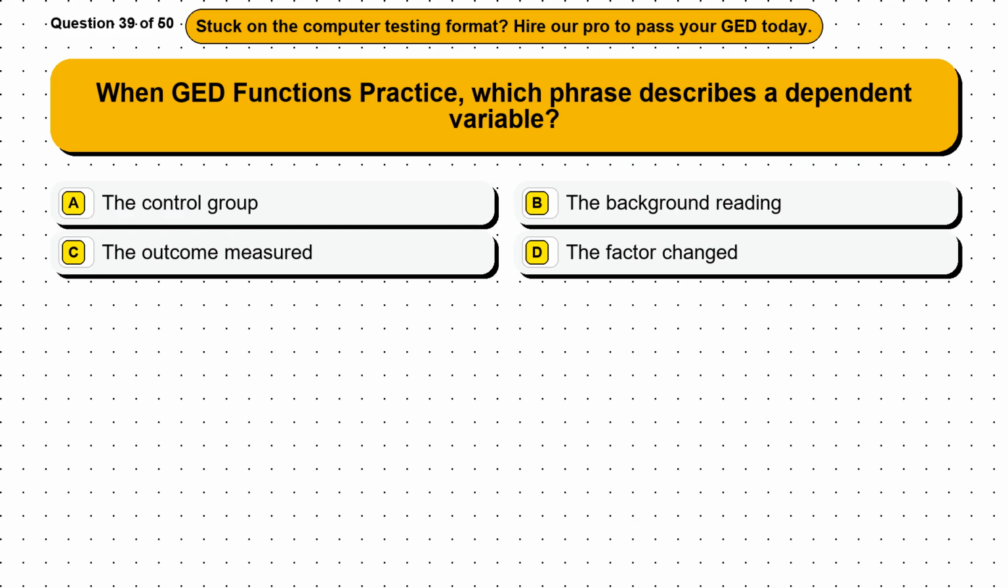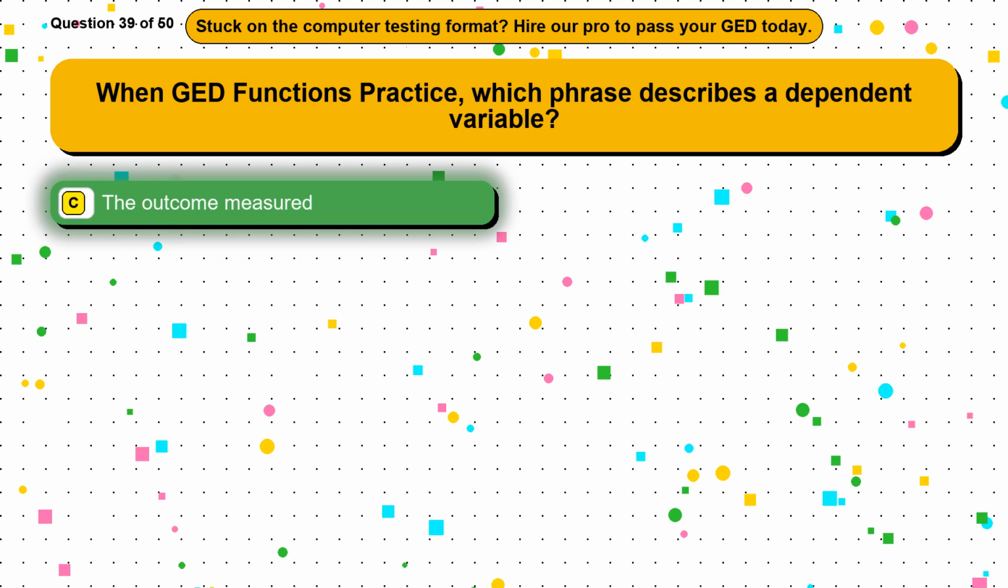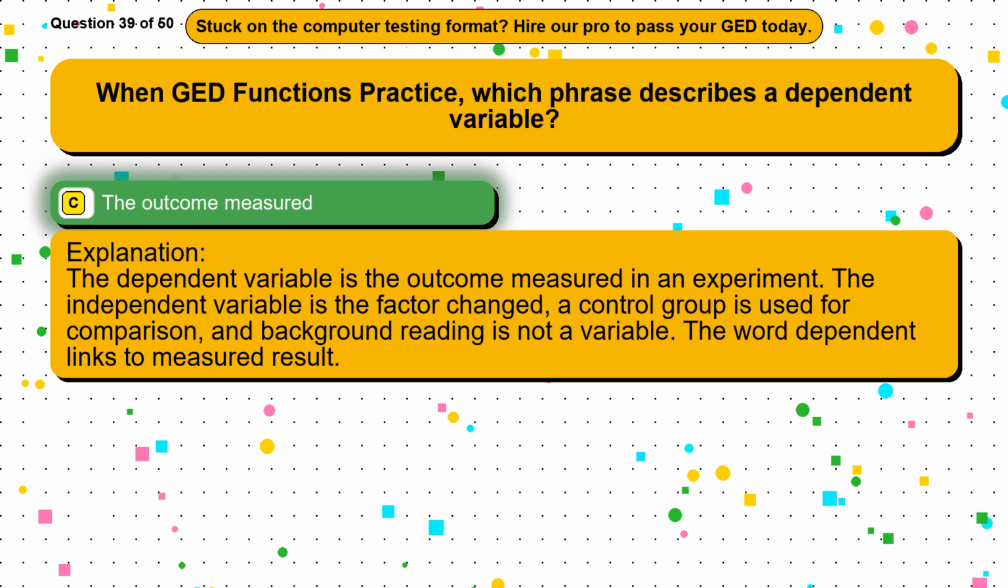Question 39. When GED Functions Practice, which phrase describes a dependent variable? Option A, the control group. Option B, the background reading. Option C, the outcome measured. Option D, the factor changed. The correct answer is option C. The outcome measured. The dependent variable is the outcome measured in an experiment. The independent variable is the factor changed, a control group is used for comparison, and background reading is not a variable. The word dependent links to measured result.